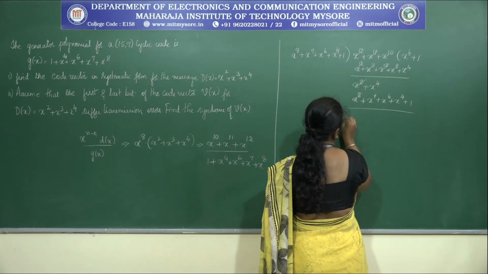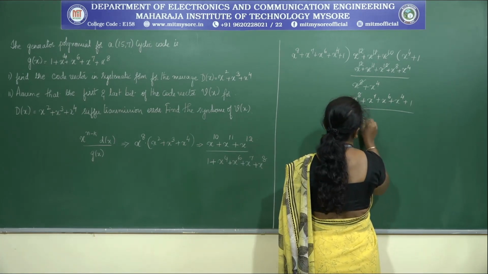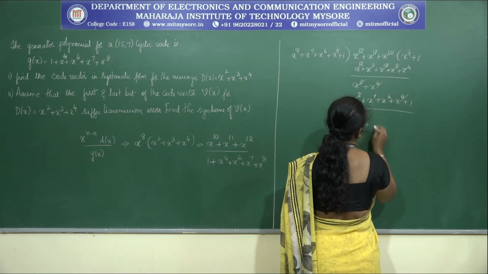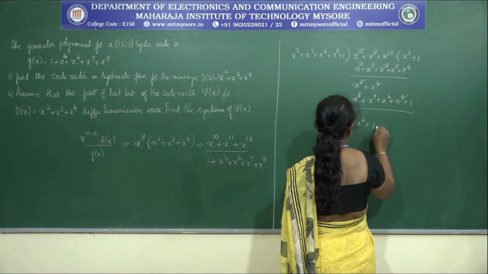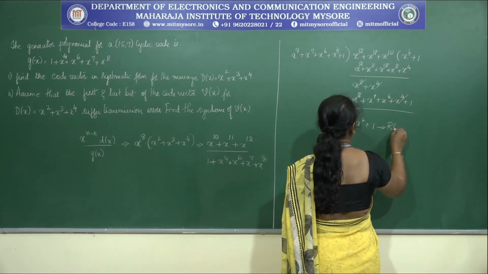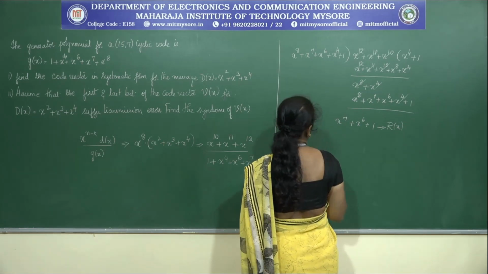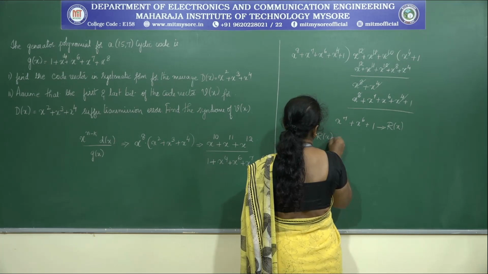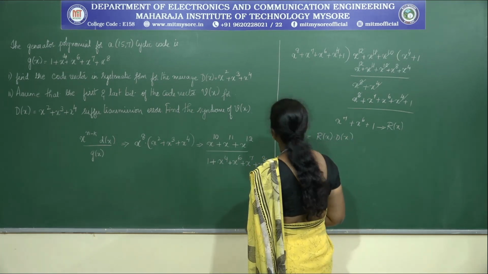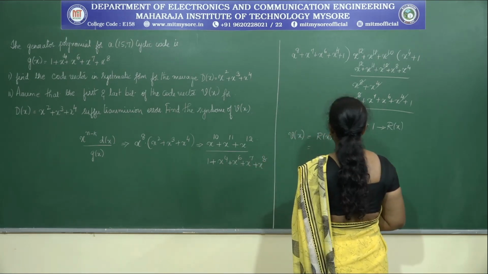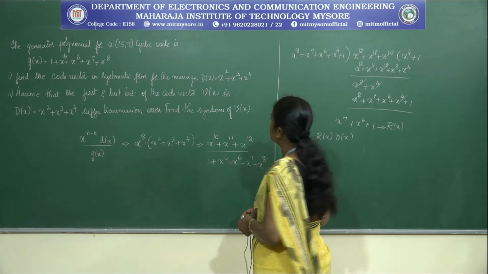So we have x power 7, x power 6 plus 1. We have x power 7 plus x power 6 plus x power 1. So this is your r of x. So v of x is equal to r of x into your d of x. So what is your r of x? How many number of bits should be there? It should be 15 bits.